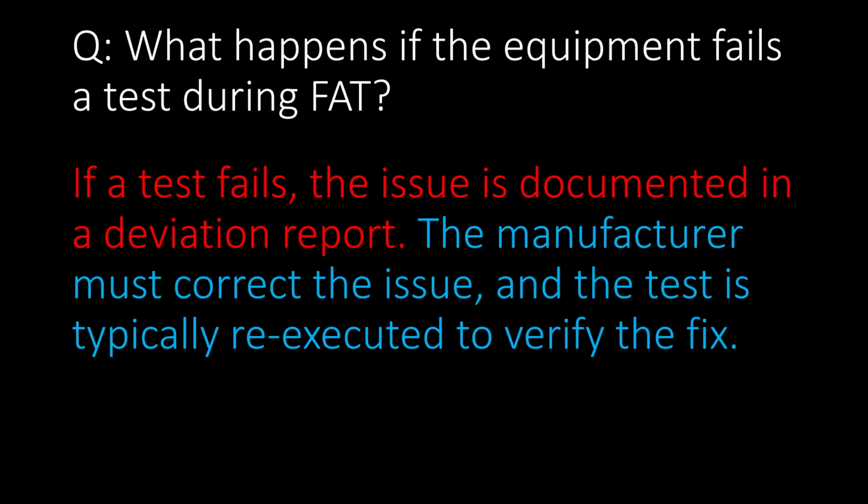What happens if the equipment fails a test during FAT? If a test fails, the issue is documented in a deviation report. The manufacturer must correct the issue and the test is typically re-executed to verify the fix.